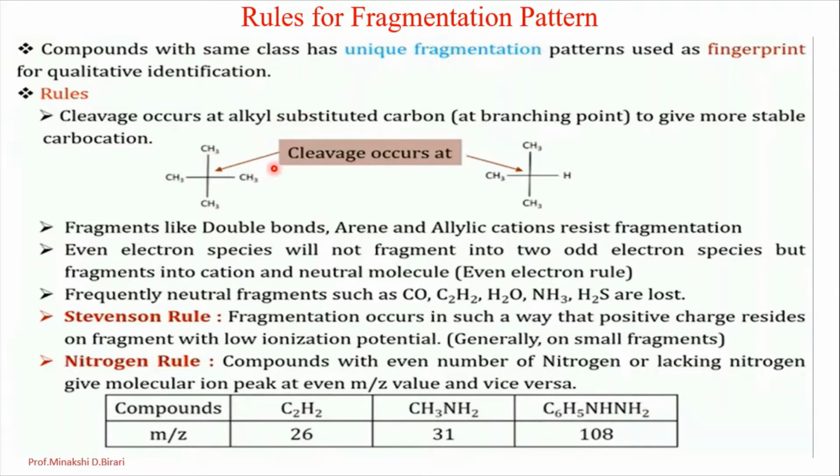Suppose we consider the cleavage or the fragmentation for these two examples. Here the cleavage occurs at this carbon-carbon single bond, and again here the cleavage occurs. So cleavage occurs at the alkyl substituted carbon at the branching point. Why is it so? To give the more stable carbocation. As we know, tertiary carbocation is more stable than secondary, than primary, than methyl carbocation.